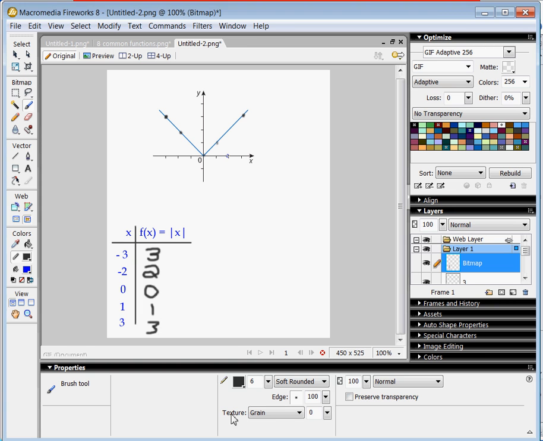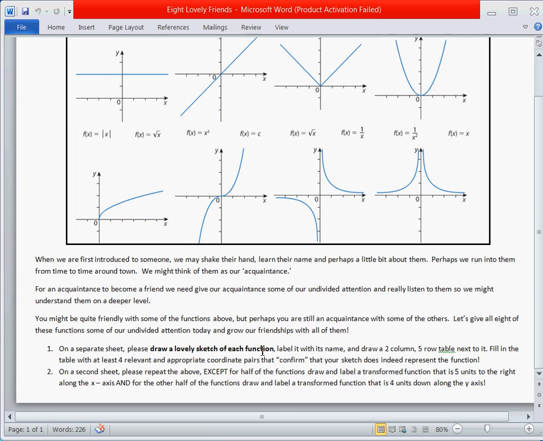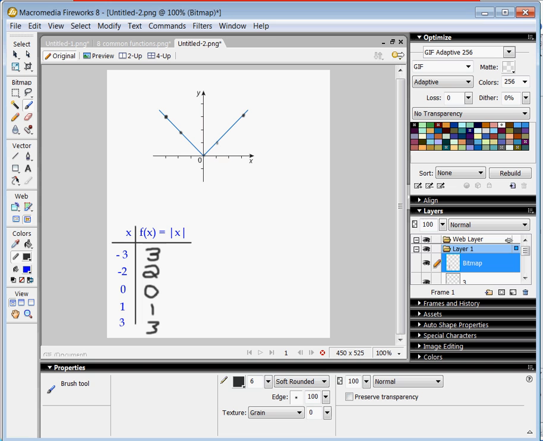Now the second part of the assignment, I wrote down here, on a second sheet, please repeat this, except I want you to transform the function some way. Like I wrote here, 5 units to the right, and some of them move it 4 units down. So just remind yourself, what would that mean? To move this to the right, you would say x minus 3, since it's to the right, it's the opposite. So that would move it to the right 3. And if I wanted to move it up or down, I would keep this part the same and say +3. That should move it up.